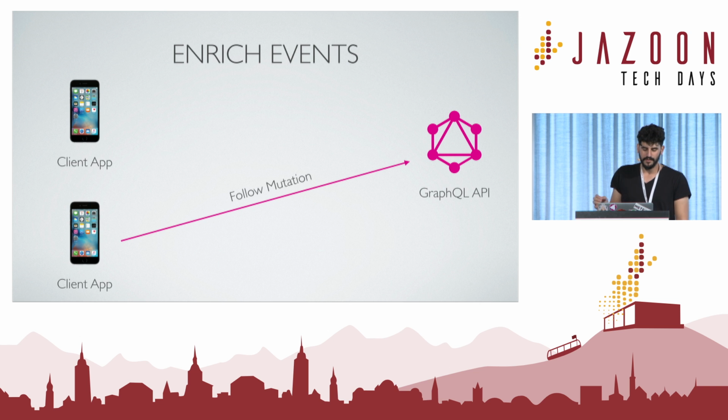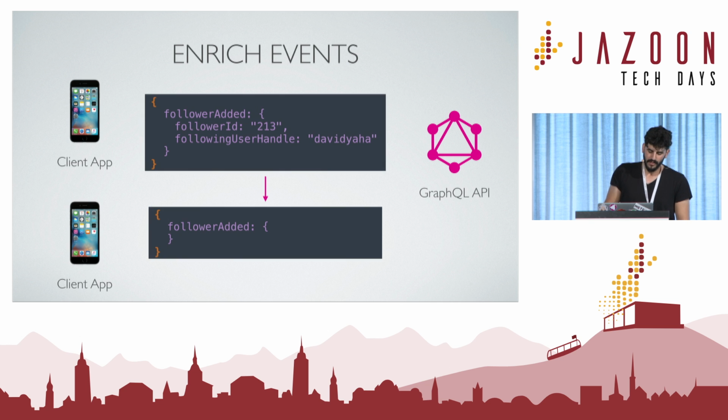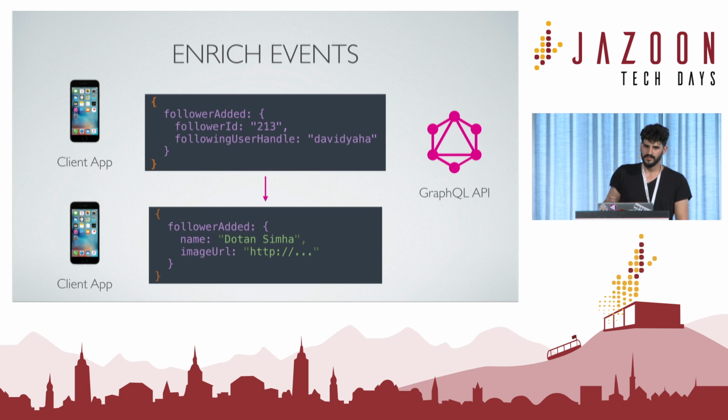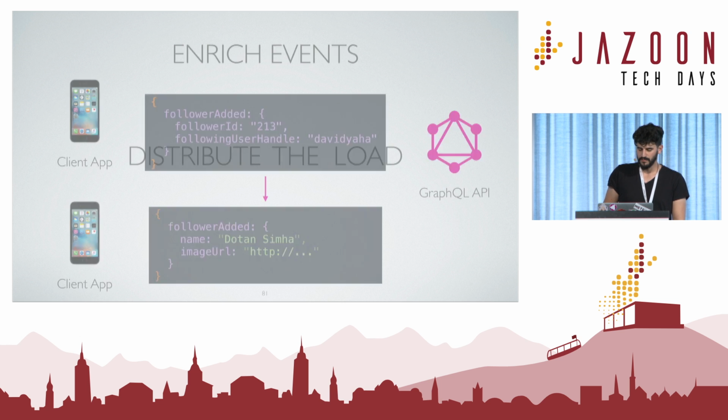Then after the mutation arrives at the GraphQL server, it will start traversing the subscription query, going only from the follower added event, which is the box above. This has only the follower user ID and the target user handle, and it will start querying your data store, or whatever you have that holds that information, and build the response you need for your client.